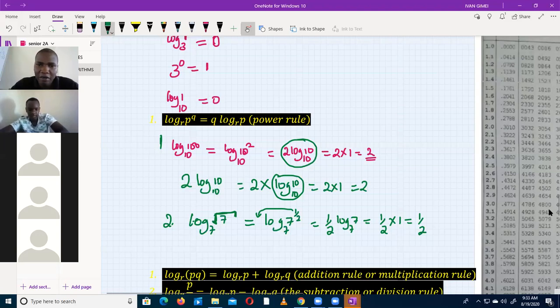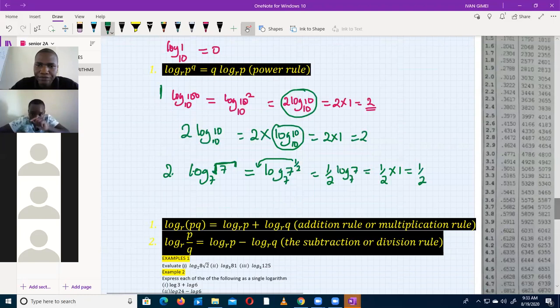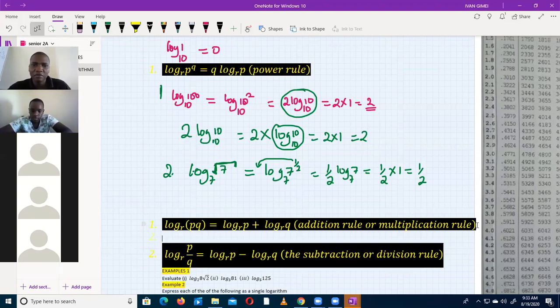Any question from the power law before we proceed to the next law? It's okay. All right. Let's move on to the next one. That is the law of addition or multiplication.